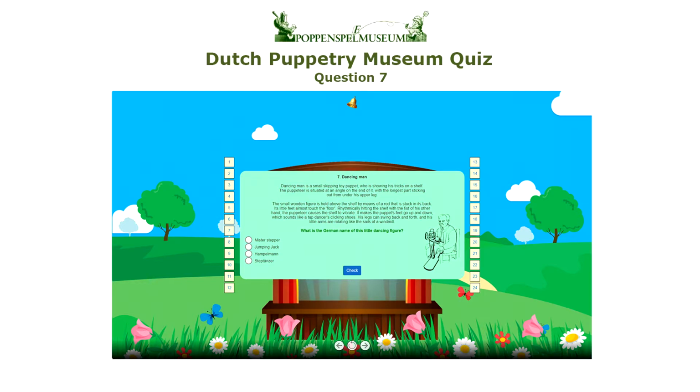Seven. Dancing Man. Dancing Man is a small skipping toy puppet who is showing his tricks on a shelf. The puppeteer is situated at an angle on the end of it, with the longest part sticking out from under his upper leg. The small wooden figure is held above the shelf by means of a rod that's stuck in its back. Its little feet almost touch the floor.